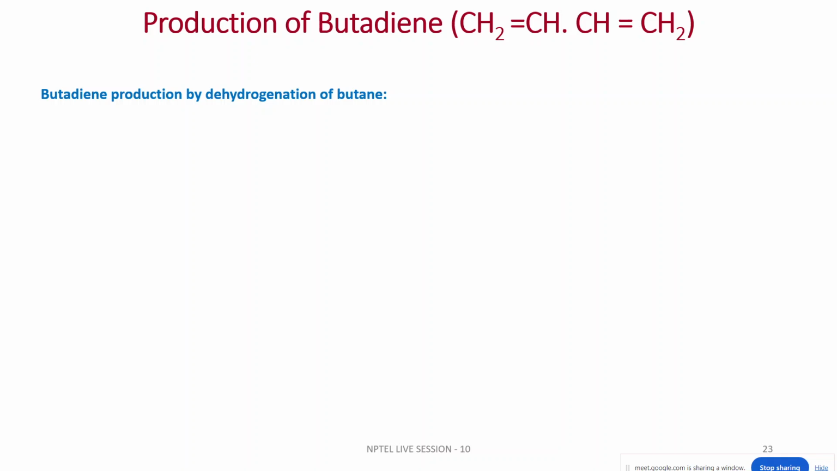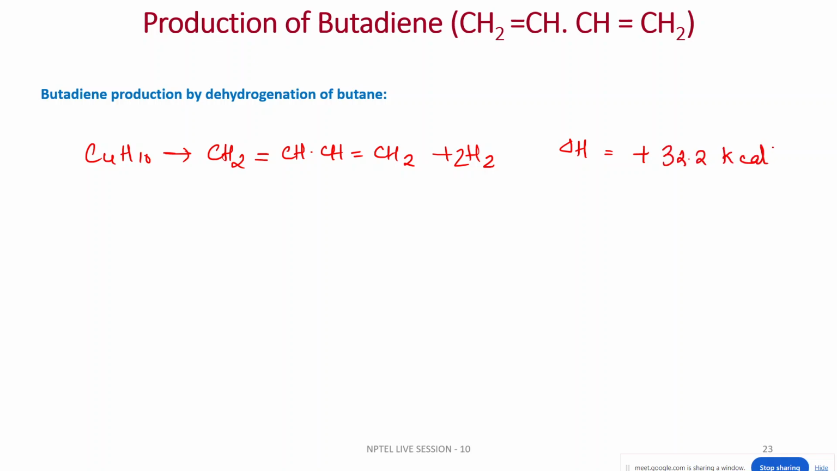The reactions involved in the process of dehydrogenation of butane: butane gives butadiene and hydrogen. The dehydrogenation process is an endothermic process. This is the main reaction that we are talking about.